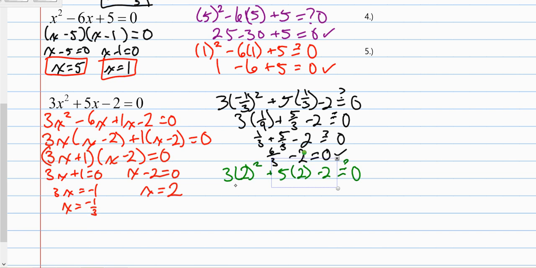So 2 squared is 4, so this is a 3 times a 4. 5 times 2 is a 10. And I believe I did something wrong. I see what I did.